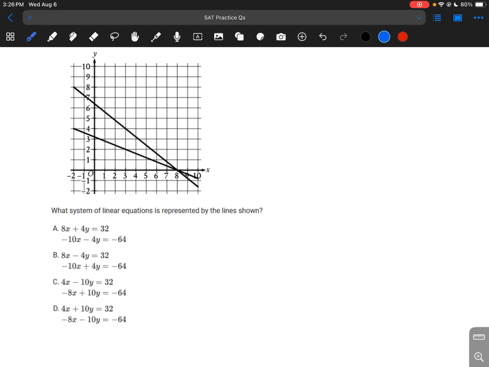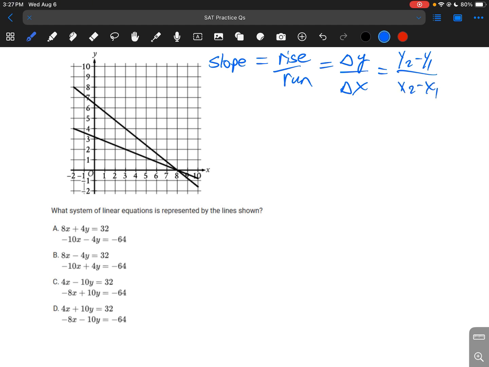So this question is a good example of everything to know about slope for the SAT. Alright, so let's begin by saying, what is slope? Slope is what people usually call rise over run. What this really means is the change in y over the change in x. In other words, what is y2 minus y1? The difference. What is x2 minus x1? The difference between 2 points.